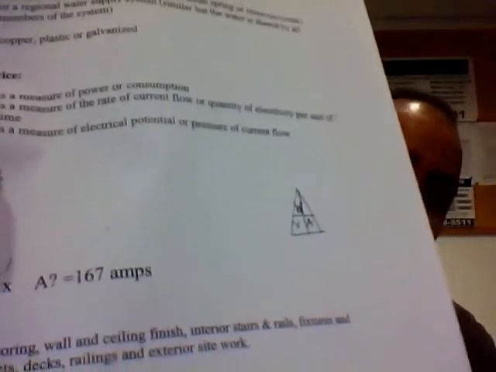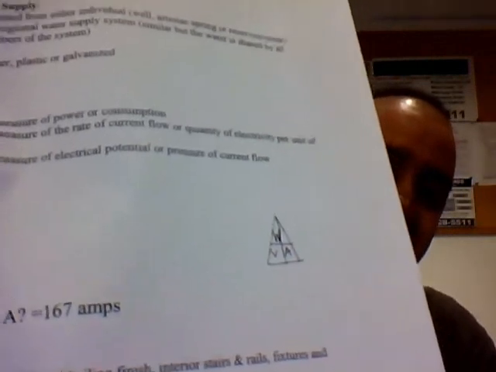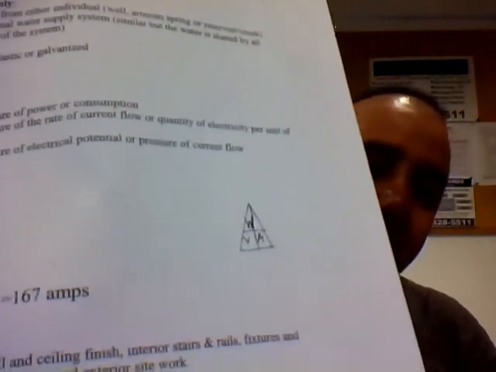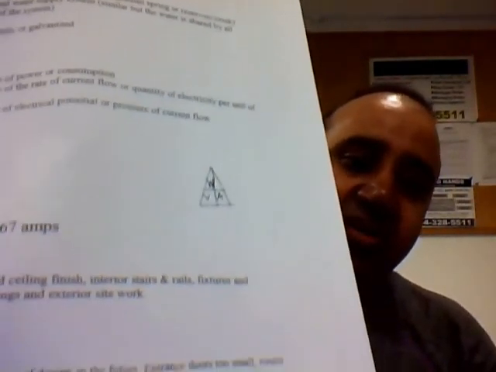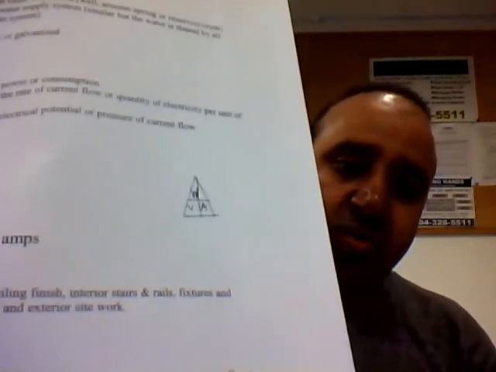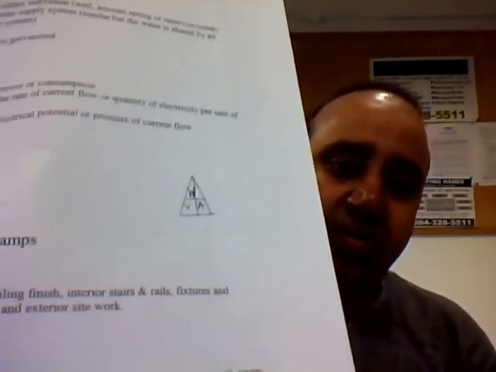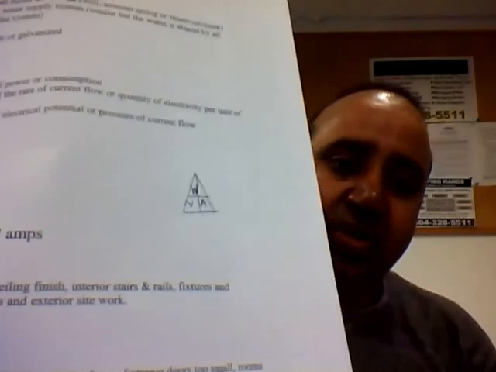So make a triangle, put wattage on top, and then voltage and amperage below. If you have to find the wattage, you multiply voltage by amperage. If you want to find the voltage, you divide wattage by amperage. If you want to find the amperage, you divide wattage by voltage. Okay, finished.